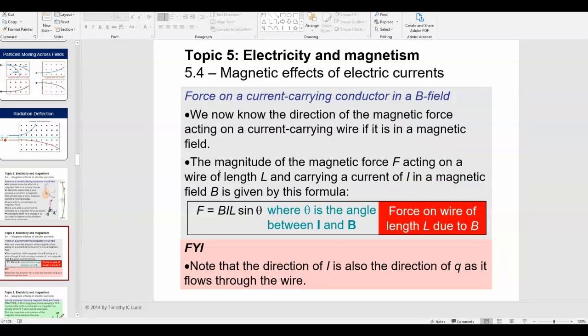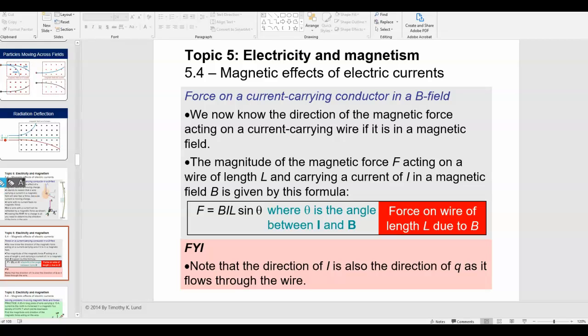Okay, now there is a slightly different equation that allows you to calculate the magnitude of the magnetic force acting on a length of wire L carrying a current I in a magnetic field. This equation should look very familiar: F equals BIL sine theta. B is the magnetic field, I is the current, L is the length of the wire, and theta is the angle between I and B.